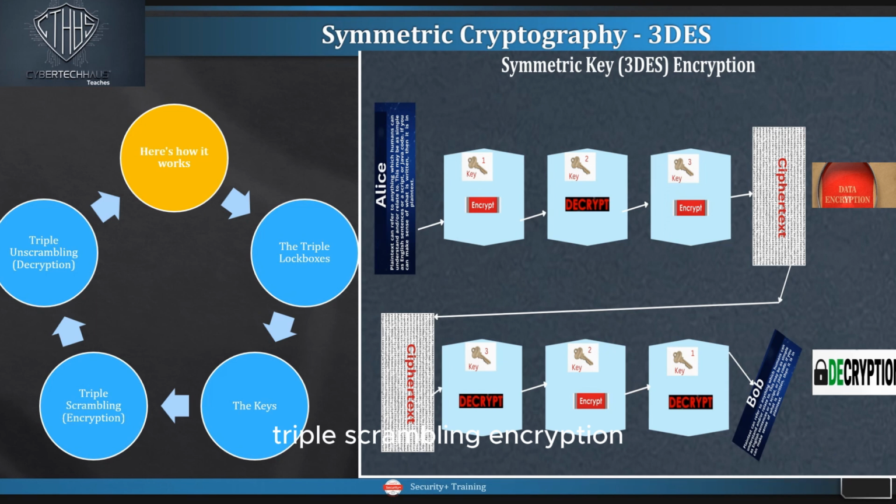Triple scrambling, encryption. You put your message in the first lockbox and lock it with the first key. Then you put that lockbox inside the second lockbox and lock it with the second key. Finally, you put both lockboxes inside the third lockbox and lock it with the third key. Now your message is super scrambled.